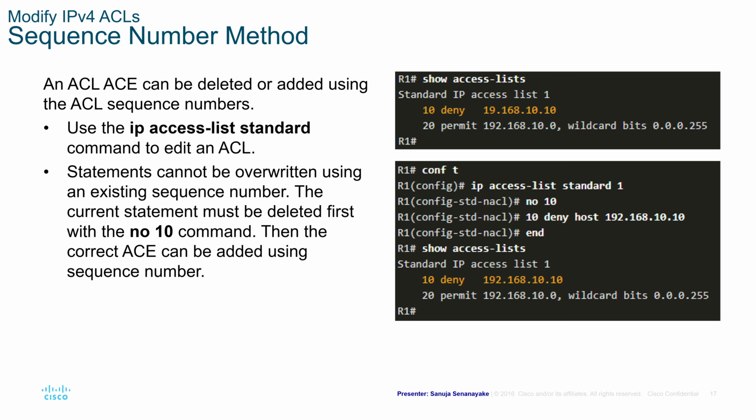Sequence number method. An ACL ACE can be deleted or added using ACL sequence numbers. Use the ip access-list standard command. So the command is ip access-list standard. That's the command to edit an ACL. Statements cannot be overwritten using an existing sequence number. The current statement must be deleted first with the no 10 command, then the correct access control entry can be added using the sequence number.